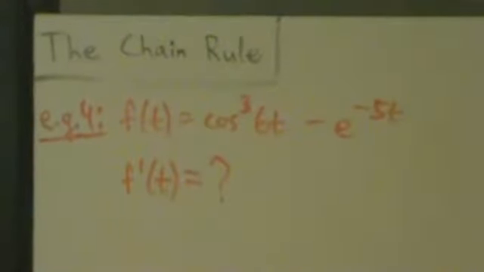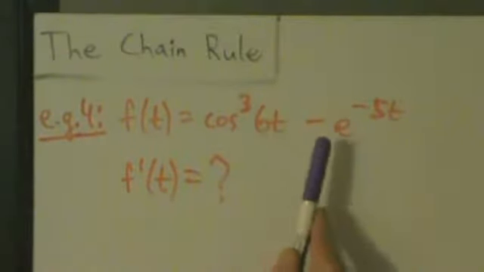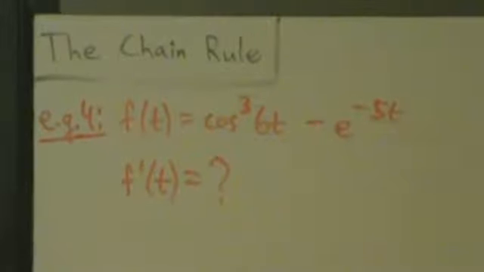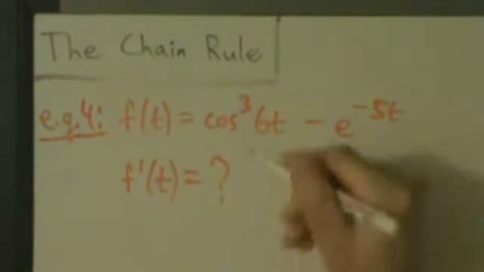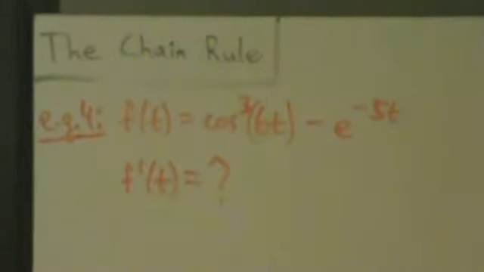Alright, so here's example 4 with the chain rule. We have f of t equals cosine cubed of 6t minus e to the negative 5t. Here we can put parentheses around the 6t first. We don't really need them, but it's good to have them. But anyway, we want to find f prime of t.